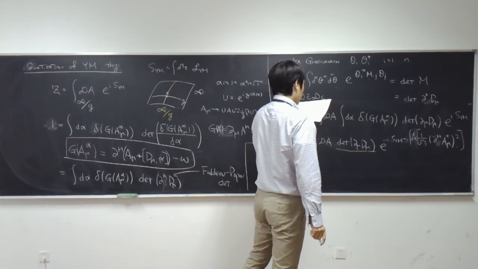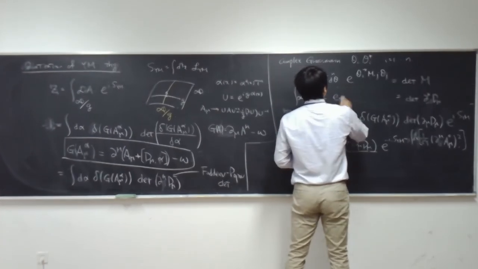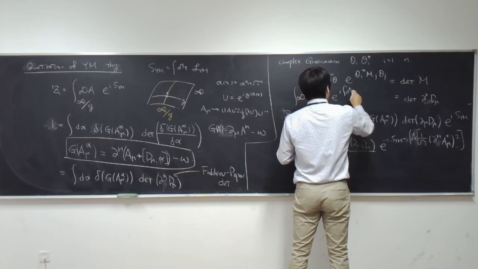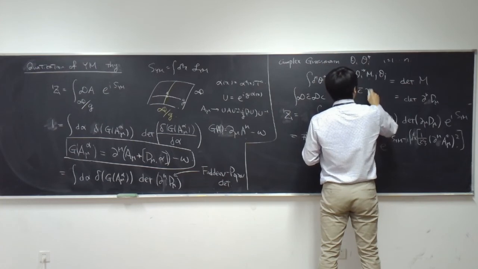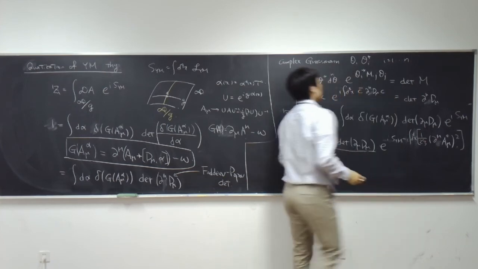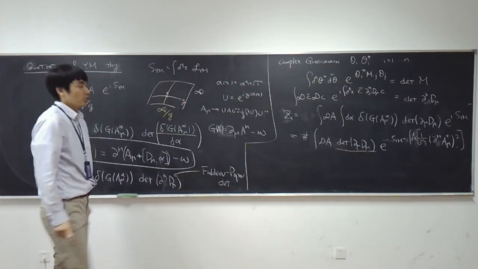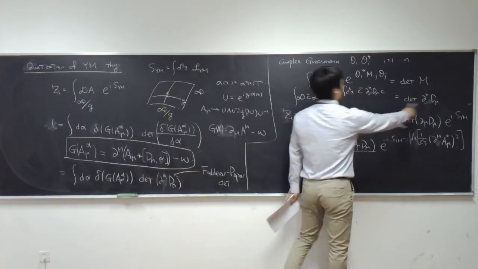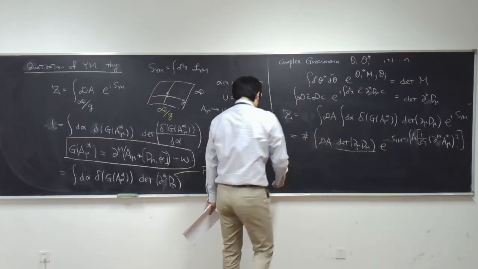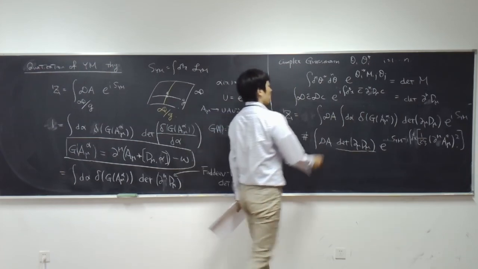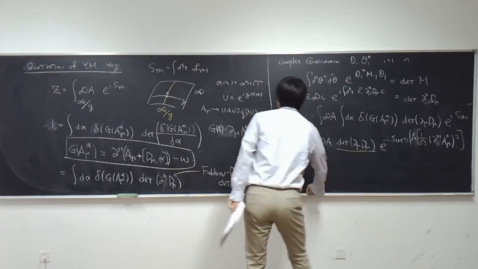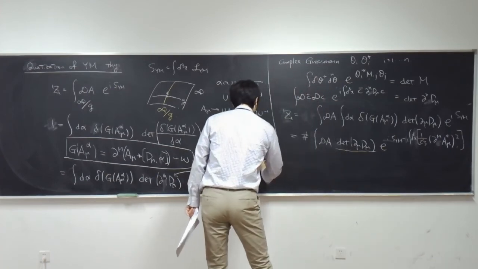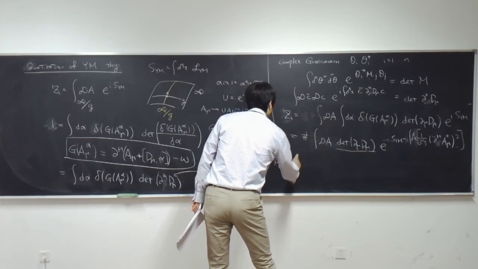Such that e to the i, integral d4x c bar partial mu D mu c. So we just rewrite this Faddeev-Popov determinant in terms of some complex Grassmann valued fields c and c bar. Of course, now D mu is again partial mu minus i g A mu.